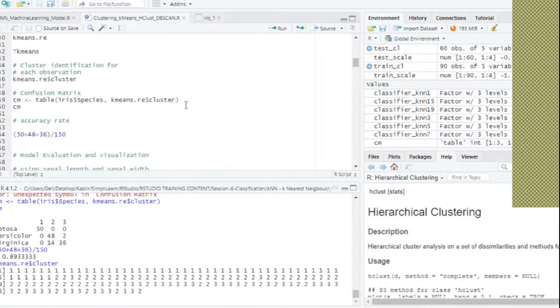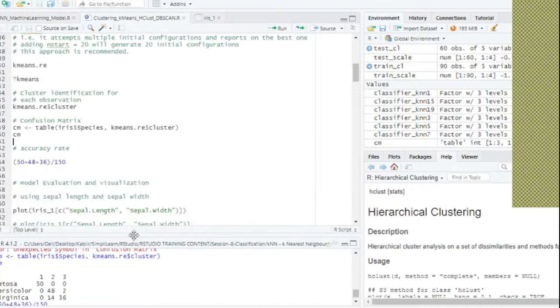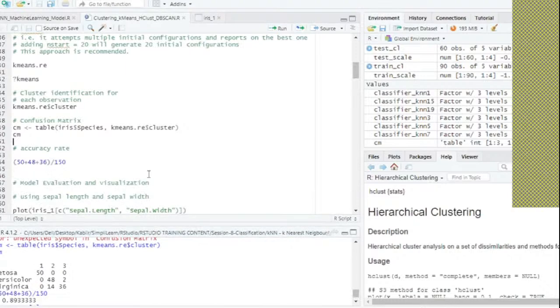What is your accuracy coming up? Can you just type in the chat window your accuracy rate once you're done? 0.89. Okay.